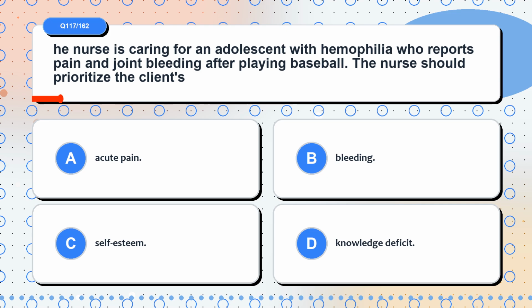Question 117. A nurse is caring for an adolescent with hemophilia who reports pain and joint bleeding after playing baseball. The nurse should prioritize the client's. Here are the options. Option A: acute pain. Option B: bleeding. Option C: self-esteem. Option D: knowledge deficit.